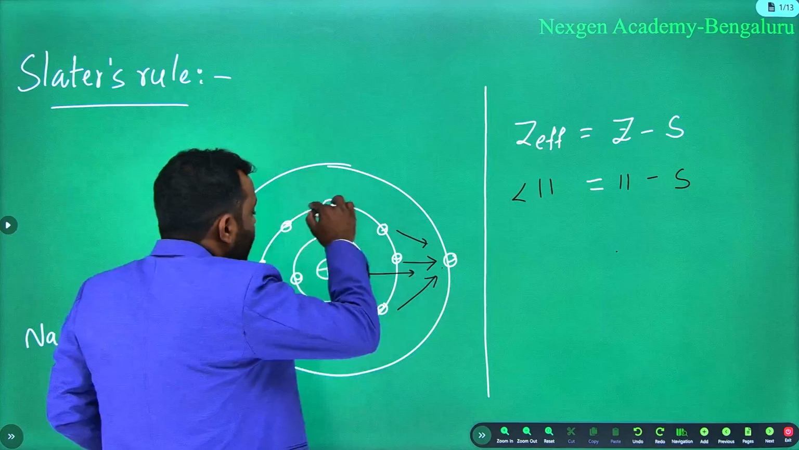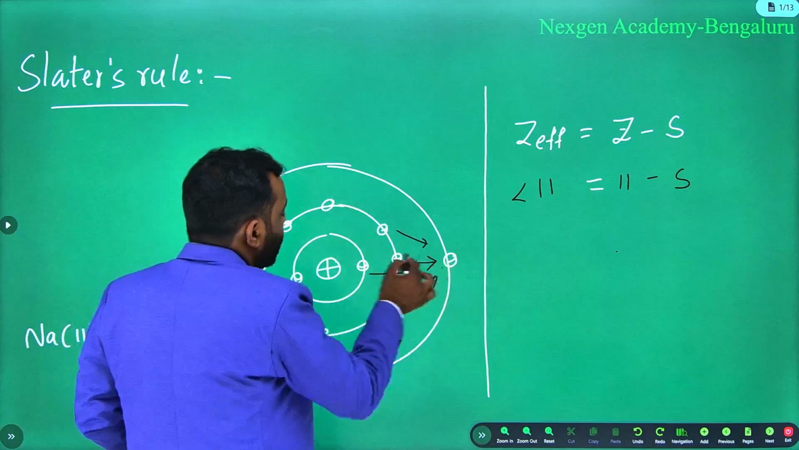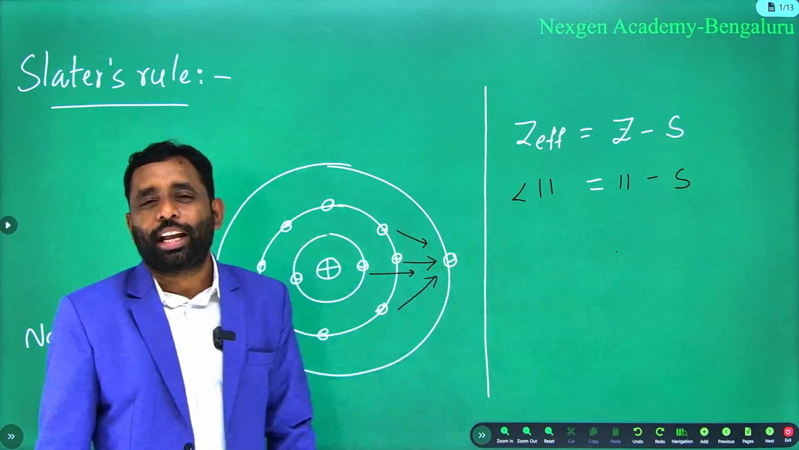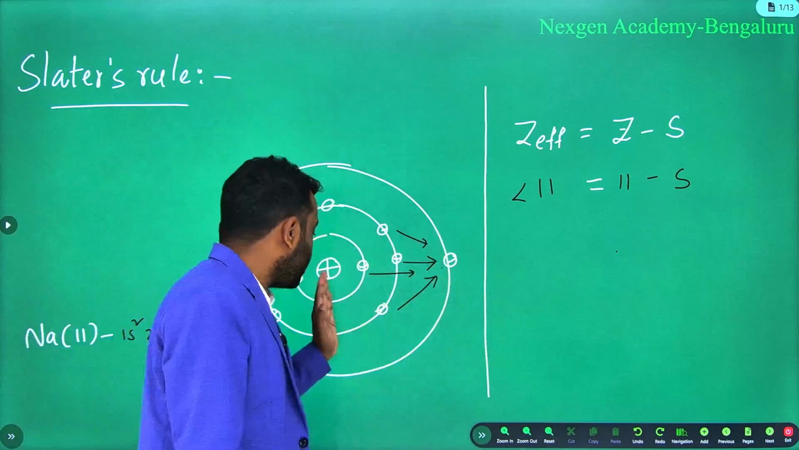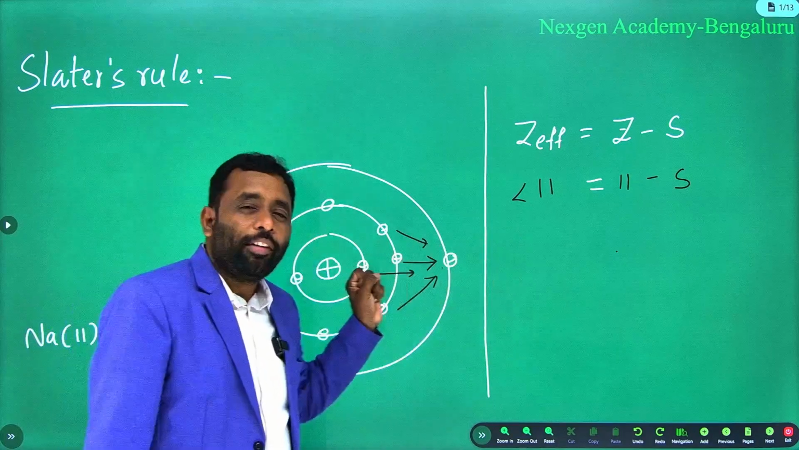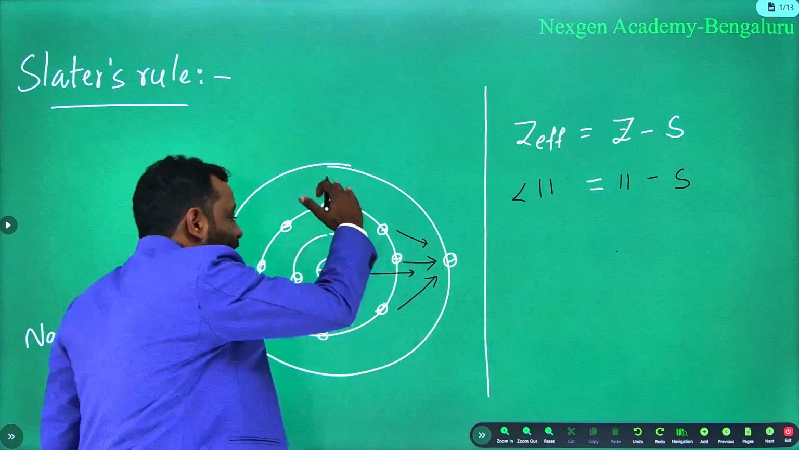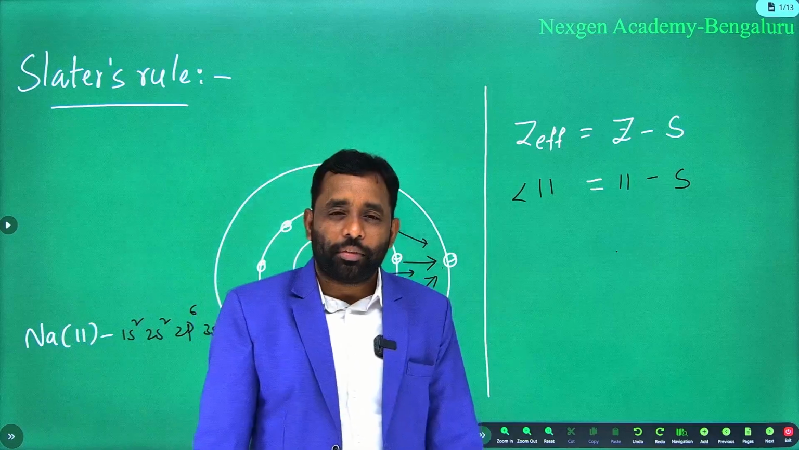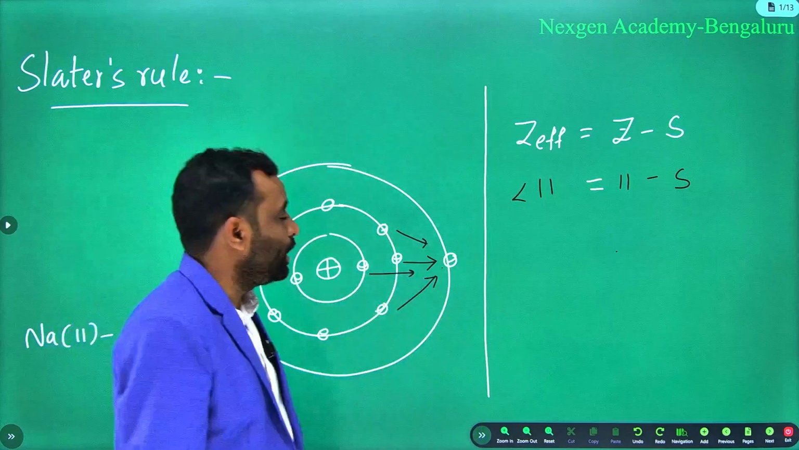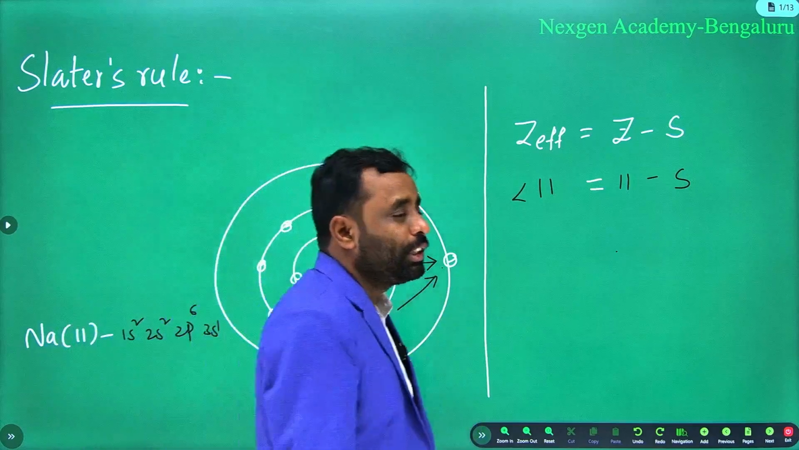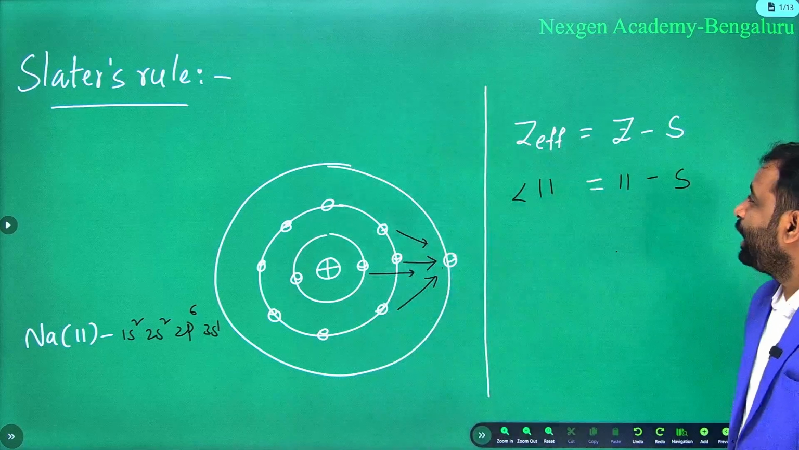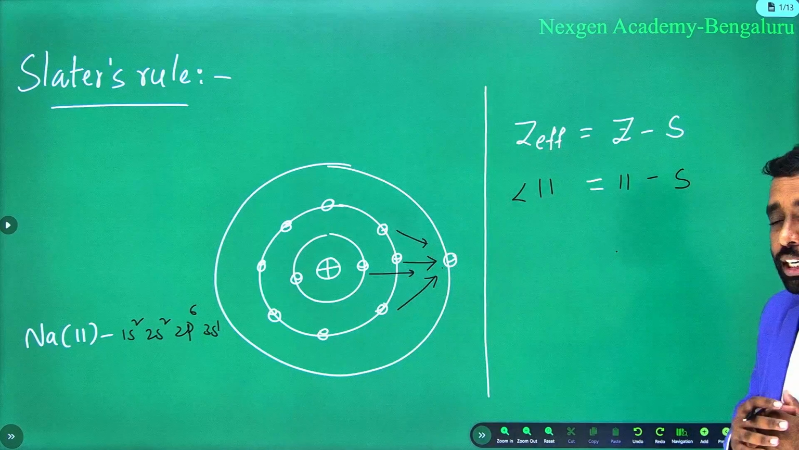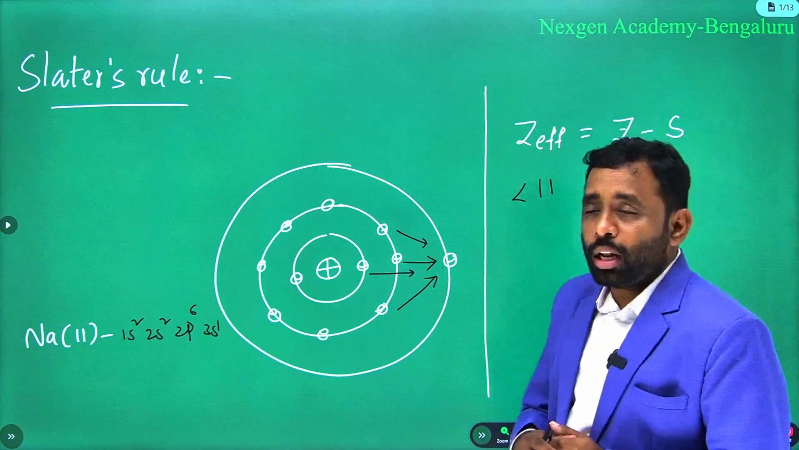Because when inner electrons come in between the outer electron and the nucleus, they push the outer electron away from the nuclear attraction. They act as a screen, a protective shield. That's why we say shielding effect. Different electrons have different shielding or screening capacity. Generally, s or p electrons have more shielding effect than d or f electrons.